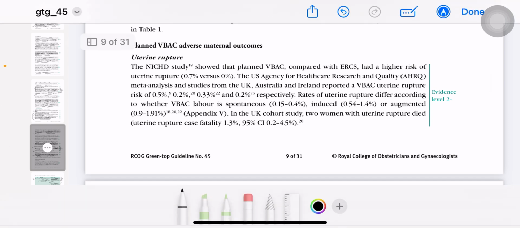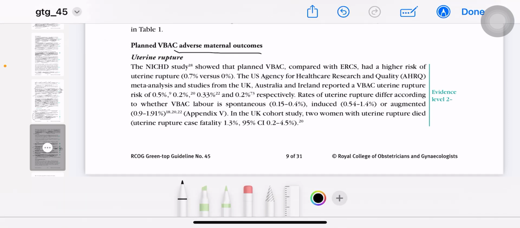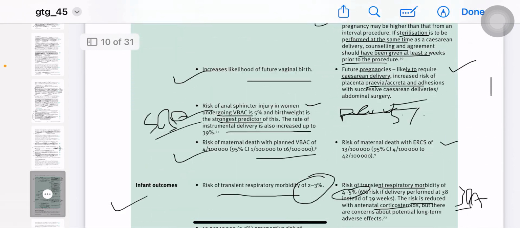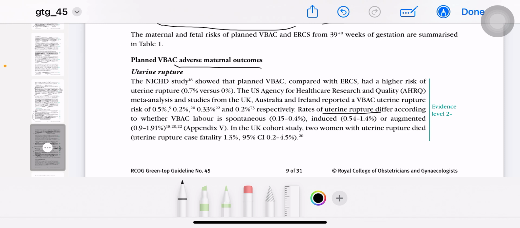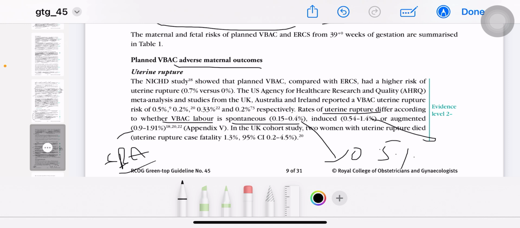So what are the adverse outcomes? Regarding uterine rupture, they have already discussed it in detail. The point is that the rate of uterine rupture differs according to whether VBAC labor is spontaneous. Spontaneous is 0.5%, induced is 0.5 to 1.4%, and augmented is 0.9 to 1.9%. These percentages are also important for SBA.